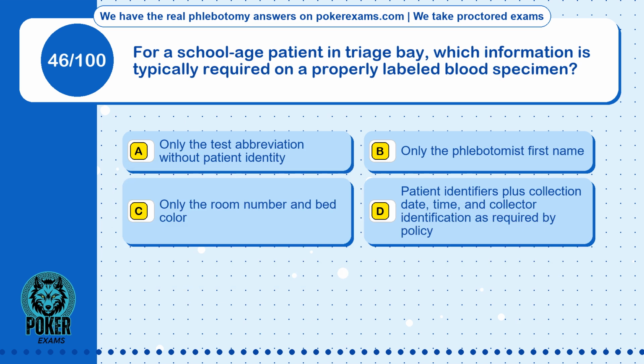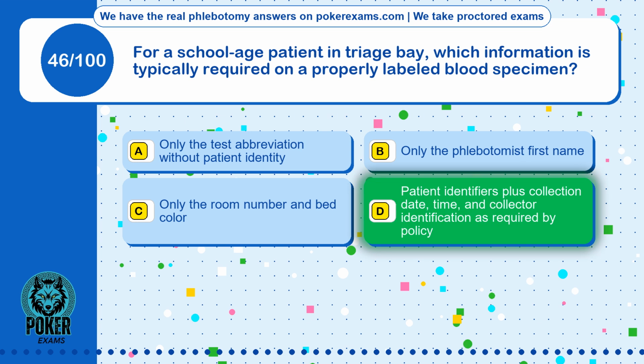Question 46. For a school-age patient in triage bay, which information is typically required on a properly labeled blood specimen? Option A. Only the test abbreviation without patient identity. Option B. Only the phlebotomist first name. Option C. Only the room number and bed color. Option D, patient identifiers plus collection date, time, and collector identification as required by policy.